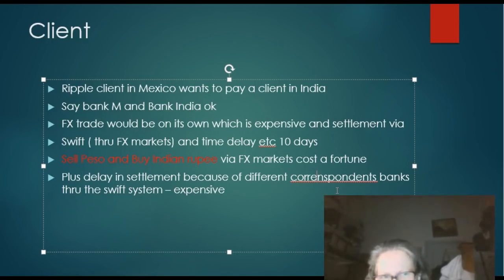And at the same time, markets are moving in the peso up and down, and in the Indian rupiah up and down.